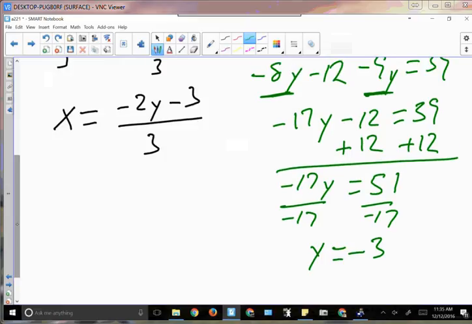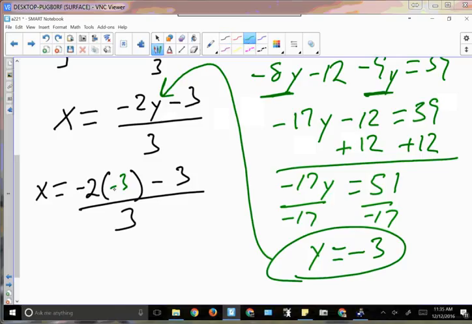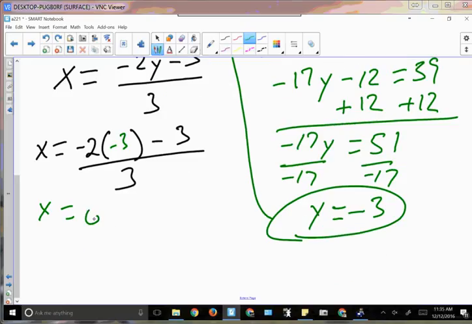Well, that makes life a little bit easier to work with, right? So now that I know what y is equal to, I can take this here, put it in over here. So that means that x is going to be equal to negative 2 times whatever that is, minus 3 over 3. So what's y again? Negative 3. So x is going to be equal to, work it out, 6 minus 3 over 3.